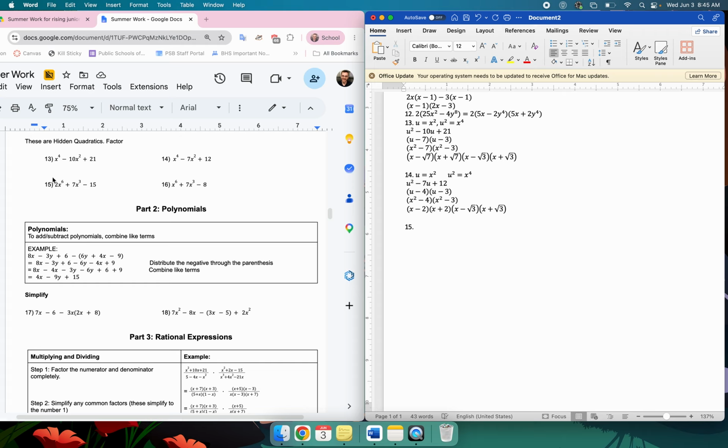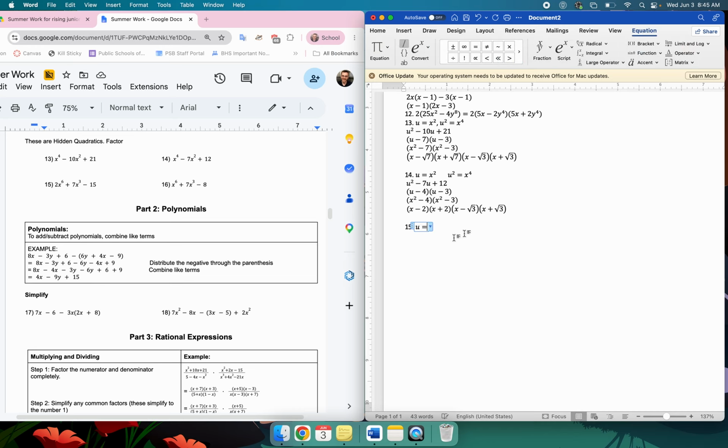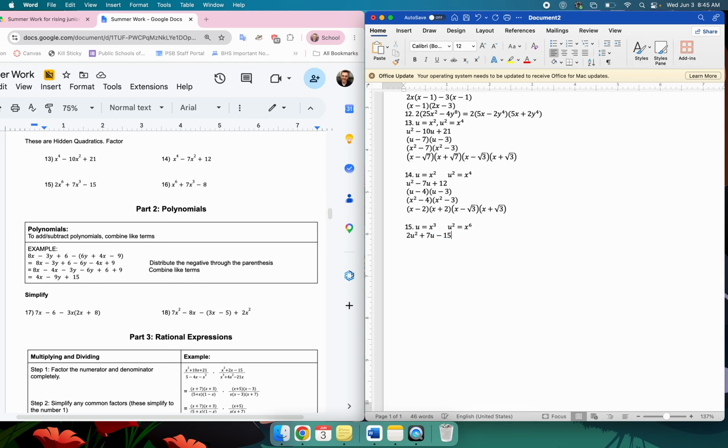Number 15, again, quadratic in disguise, right? Like this thing, x to the 6th is the square of x to the 3rd. This time I'm going to choose u to be x cubed. If u is defined to be x cubed, then u squared would be x to the 6th, and therefore this expression 2x to the 6th is really just 2u squared, and then plus 7x cubed, that's just 7u minus 15. Now this is literally a quadratic. I can factor it as we usually do.